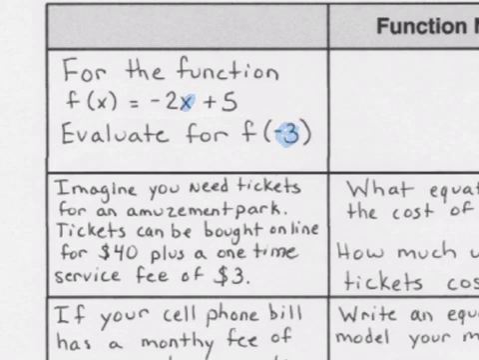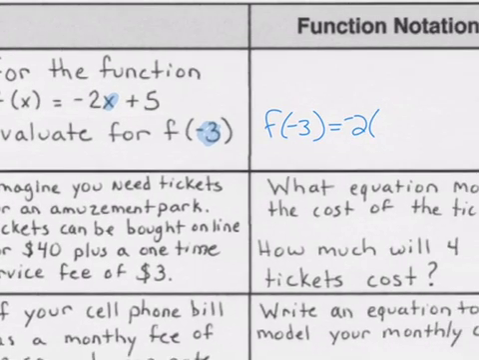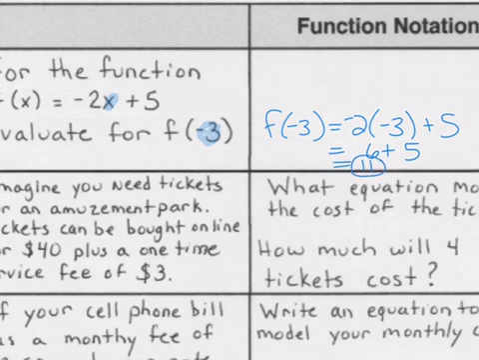So for f(-3), the way I'm going to write this out is f(-3) = -2 times -3 plus 5. And now from here, I'm going to simplify that. So -2 times -3 is positive 6. 6 plus 5 is 11.